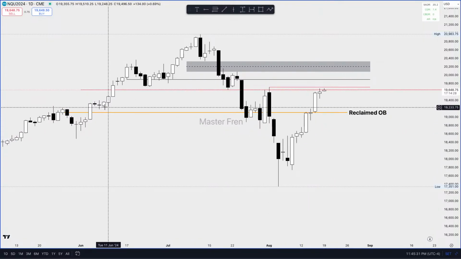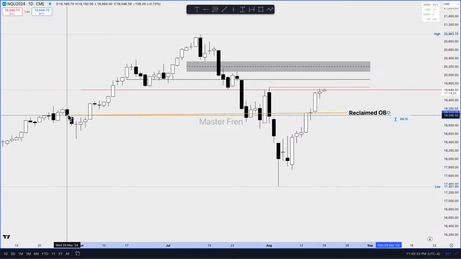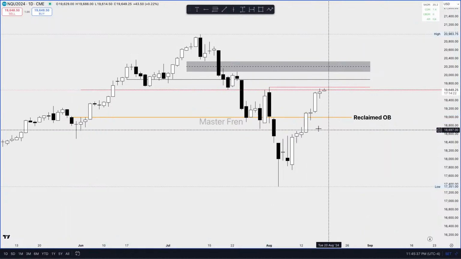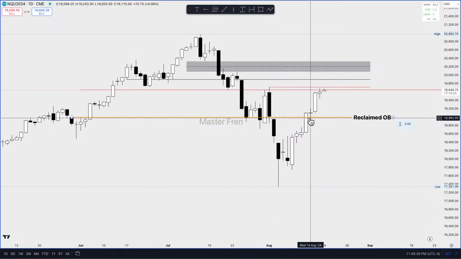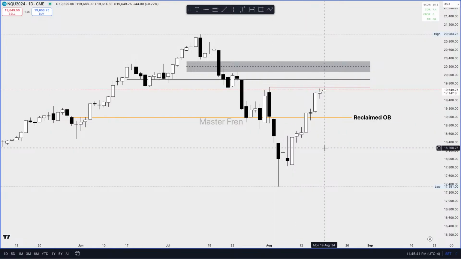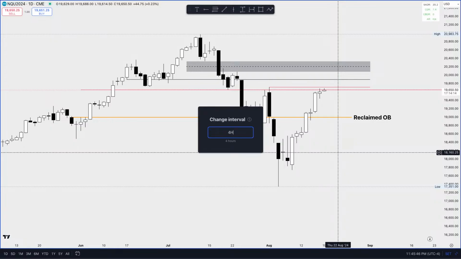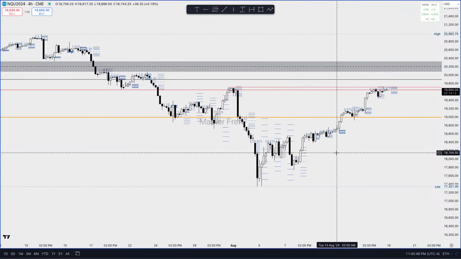If I was to refine this rejection block, I'd be using this candle here. So you know what? I'm going to do that. And I also like that idea here, that SR flip. It just makes a little bit more sense to me. I'm just going to double check with the 4 hour and see what that does.